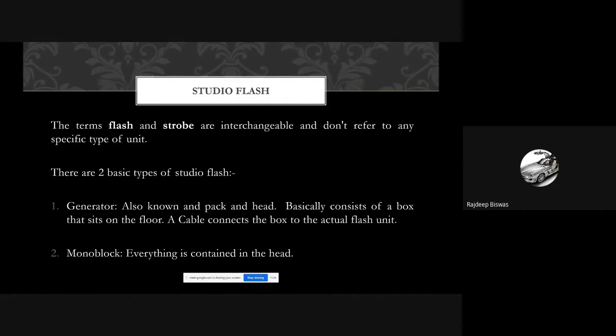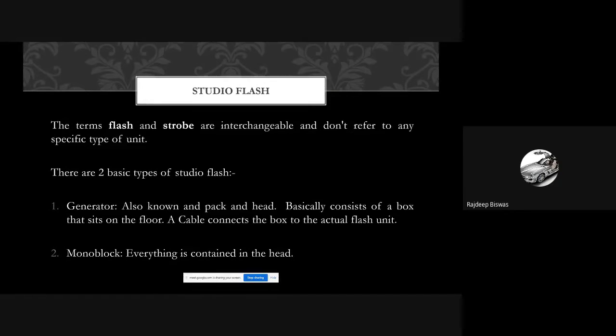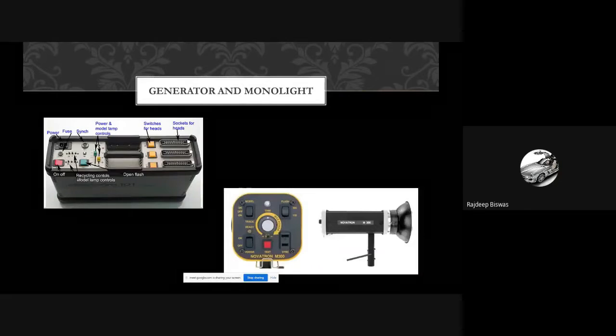Now, studio flash, for those who are not conversant with working in a studio environment, there are basically two types generally. One is generator, also known as pack and head, which basically consists of a box that sits on the floor. A cable connects the box to the actual flash unit. So the power source is basically a box, and the light is separate. And the second one is monoblock, what we generally see in a studio environment. It's everything contained in the head. Let me show you the images.